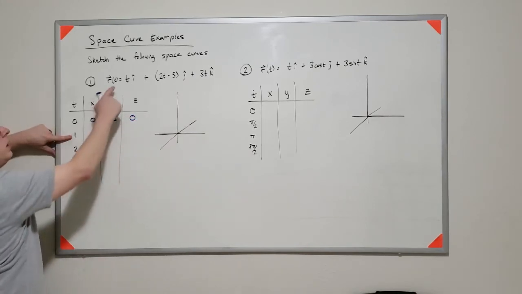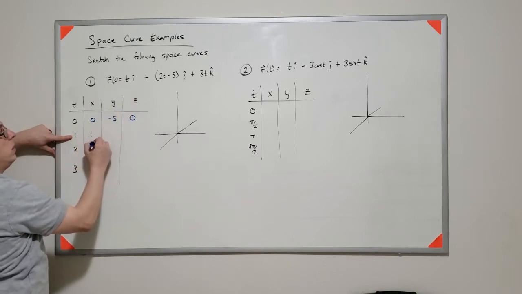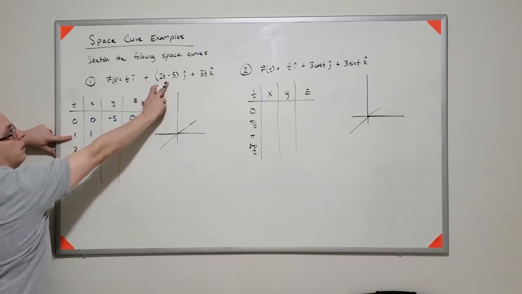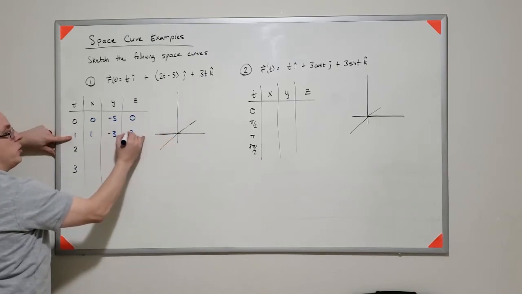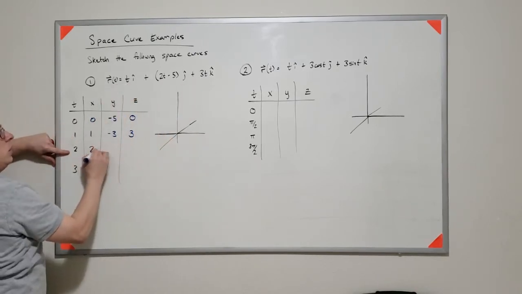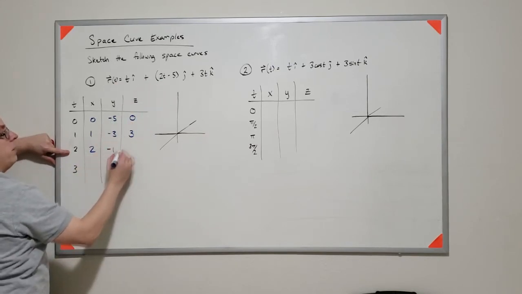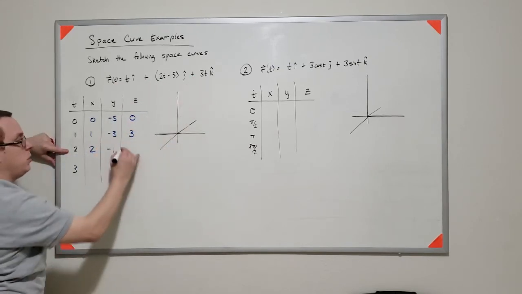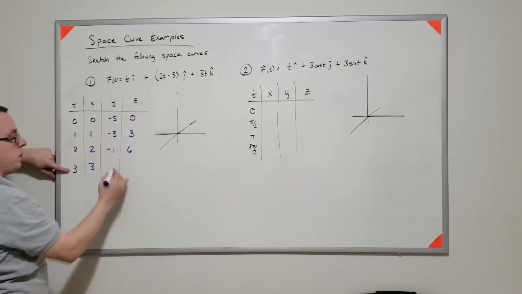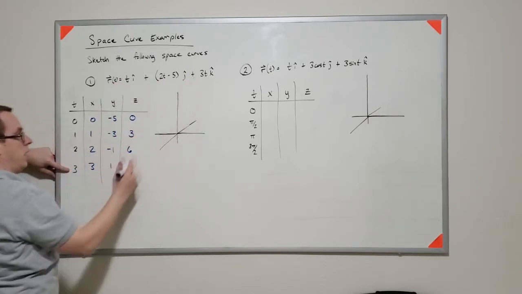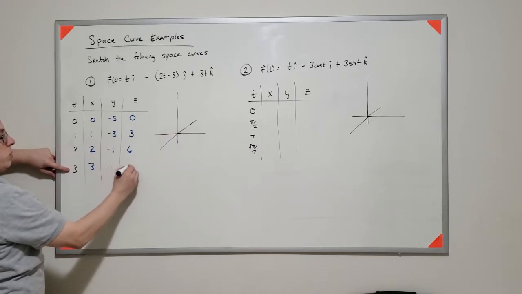When t is 1, we have 1, 2 minus 5 is negative 3, 3 times 1 is 3. At t equals 2: 2, 4 minus 5 is negative 1, 3 times 2 is 6. And then at 3: 3, 6 minus 5 is 1, and 3 times 3 is 9.